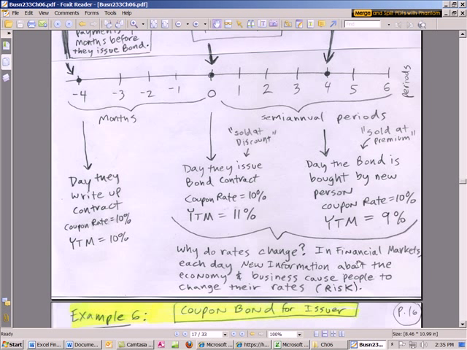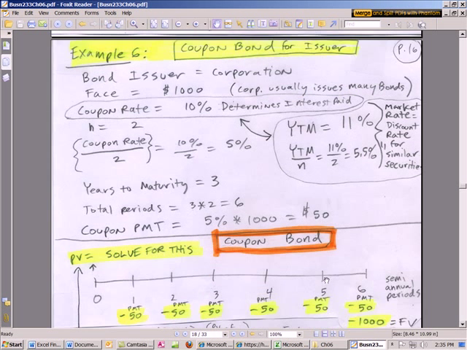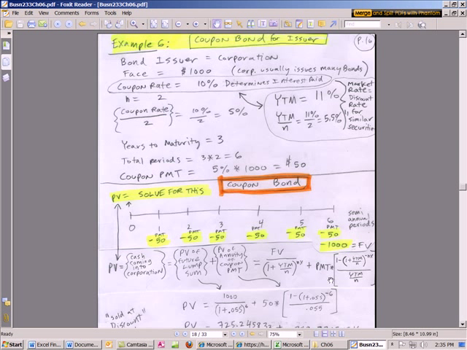Okay, so why do rates change? As we mentioned before, in financial markets each day, new information about the economy, the business, causes people to change their rates. All right, let's look at the math, and then we'll go over to Excel. This picture here has our information, our timeline for our cash flows, and our calculations. So here it is. It's the same one we did before.